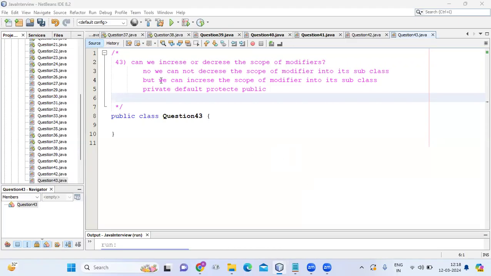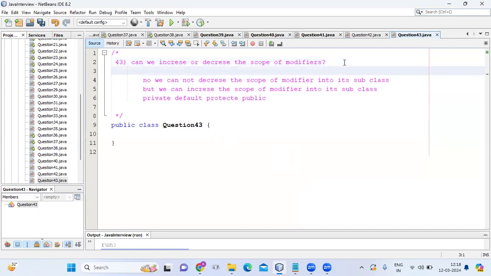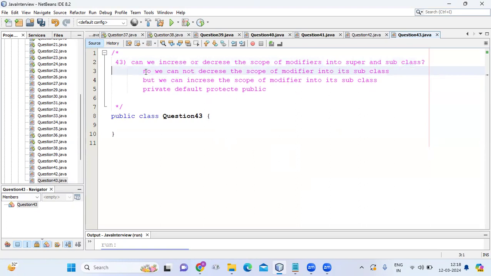So the next question in an interview may be: can we increase or decrease the scope of a modifier into super and subclass? The answer will be no. We cannot decrease the scope of a modifier.